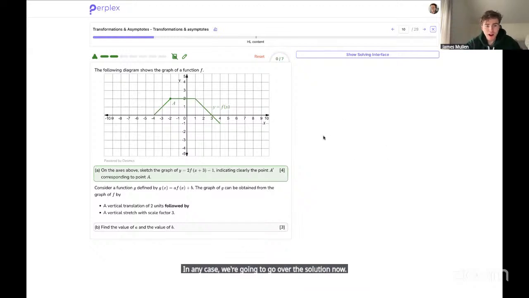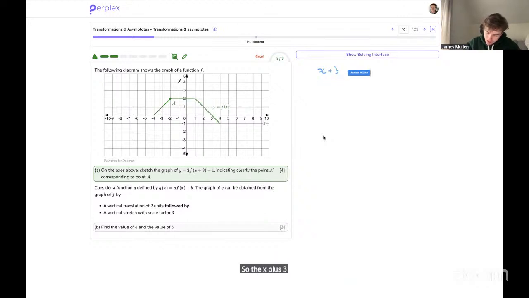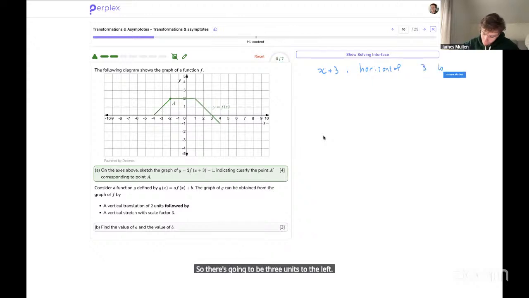So I'm trying to graph y is equal to 2f of x plus 3 minus 1. And we want to clearly indicate what happens to the point A prime, which corresponds to point A. So the image of A under the translation. So let's start by understanding what the translations are going to do. So the x plus 3 means a horizontal translation. I'm not going to write the word translation because it takes me a long time to write anything on my iPad. So it's going to be 3 units to the left. 3 to the left.